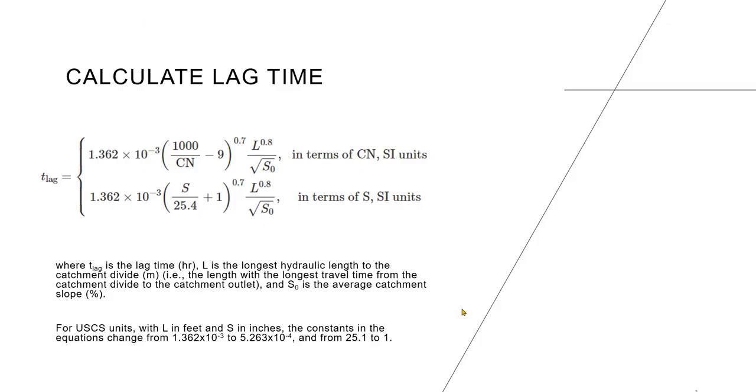All right, this is the equation that I'm talking about. You have two options. You can use curve number to calculate lag time, or you can calculate S. And S is the potential retention that is calculated based on curve number. One thing that I want to mention, these two equations have the SI units. If you want to use the US customary system of units, you need to change the units of length to feet, and you need to change the units of S in inches, okay? And the unit of slope, or S naught, is percent.